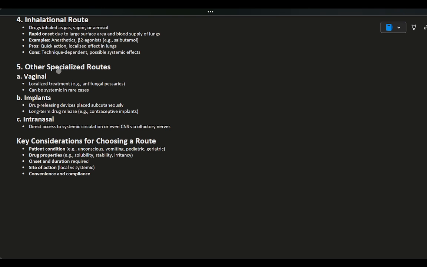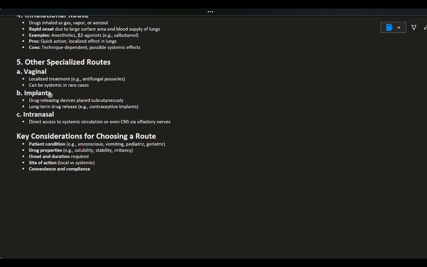Finally, we have some other routes that may or may not be important to know, but it's good to know that they exist. So the vaginal route can be useful for localized treatment, such as in treating fungal infections. Antifungal pessaries is one example. It can be systemic in rare cases, so watch out for that.